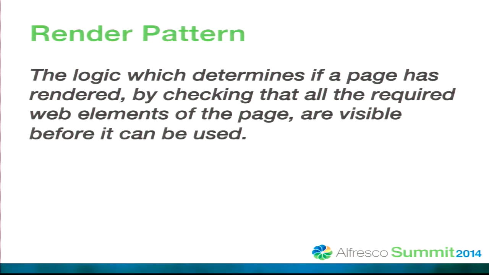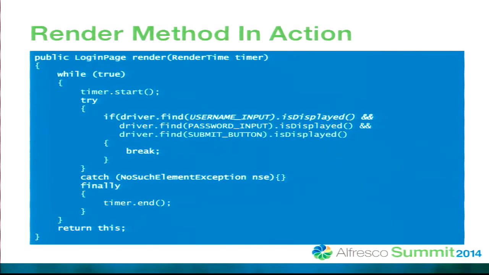And simply put, what we do is every page object implements a render pattern, which is the logic to just determine if the page is ready for you to use. For instance, on the login page, we're only interested in 3 things: the input field for username, password, and the submit button. So once we have all these fields, we know we're ready to use the page. So the render pattern then determines that and says, okay, please use it. Otherwise, it will go in a loop as we see here.